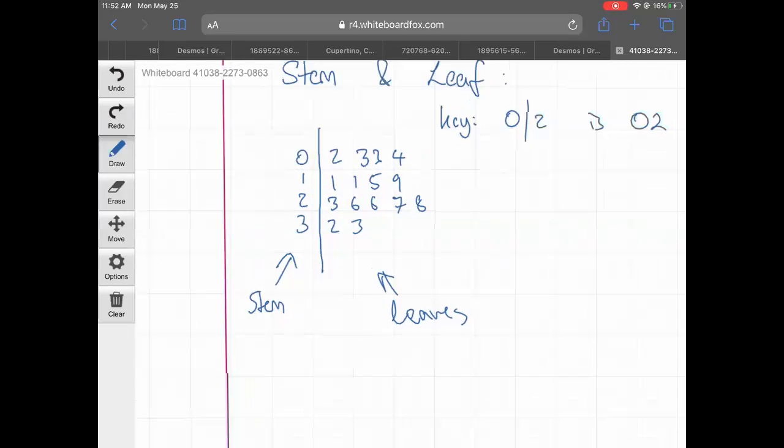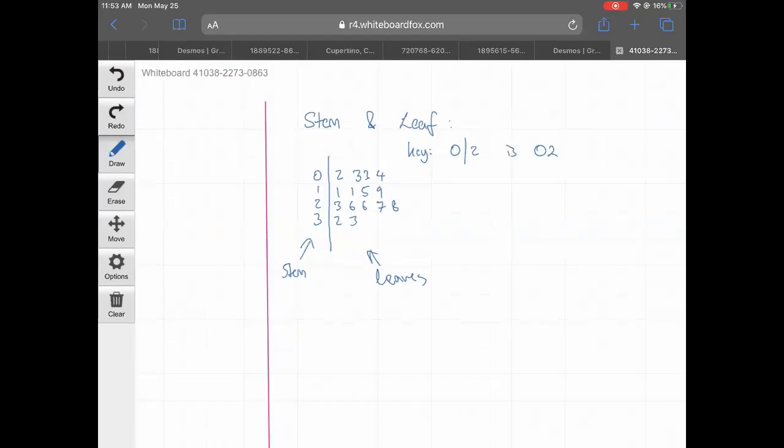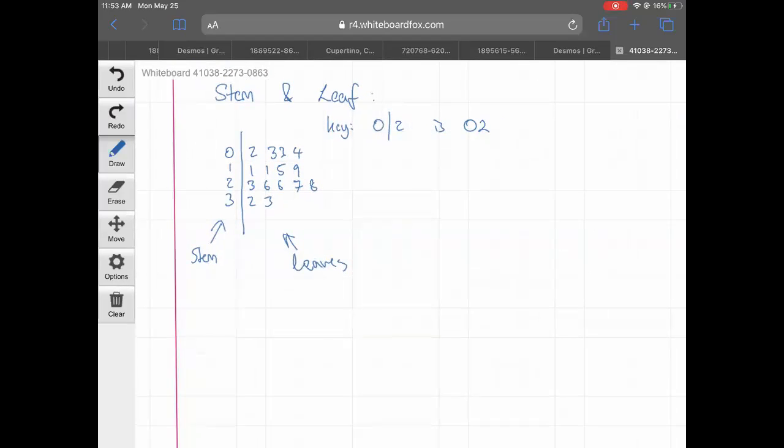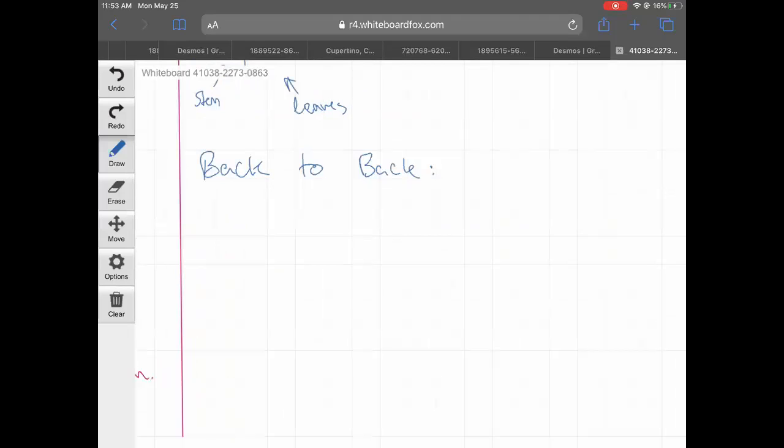So that's stem and leaf, but we could also have back-to-back stem and leaves, so we need to know how to draw those. This is just a typical stem and leaf. Usually the stem goes on the left, leaves on the right. We can have back-to-back stem and leaves, where the stem is in the middle. And you don't always have to start from 0.